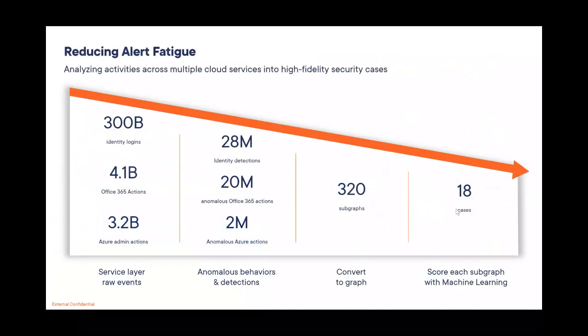Now, if you work on the front line, reducing alert fatigue is probably one of the most important benefits for you. Using machine learning, Sentinel can analyze activities across multiple cloud services to provide you with more accurate reporting on security incidents. So it's reducing that false positive rate. If we start at the left-hand side of this slide, we can see we've got the ingestion of raw data that's coming from our cloud services, such as Office 365 and Azure.